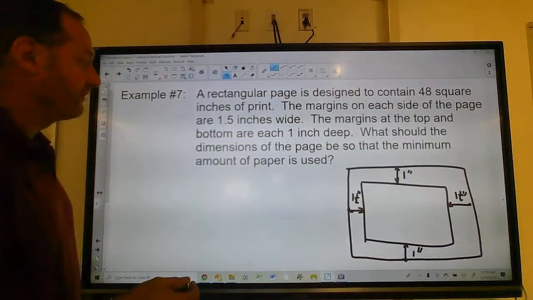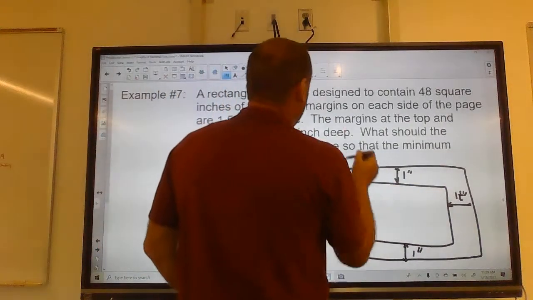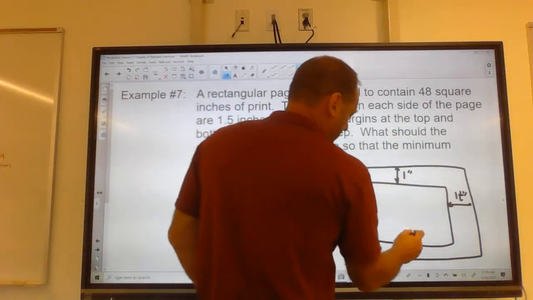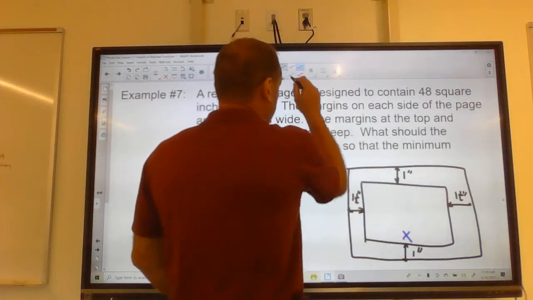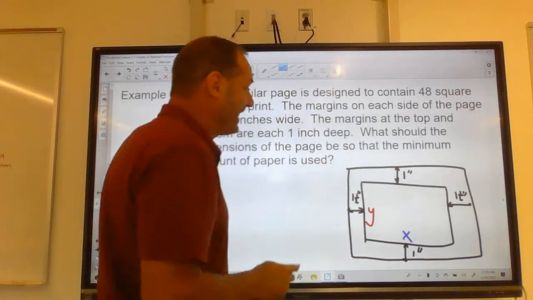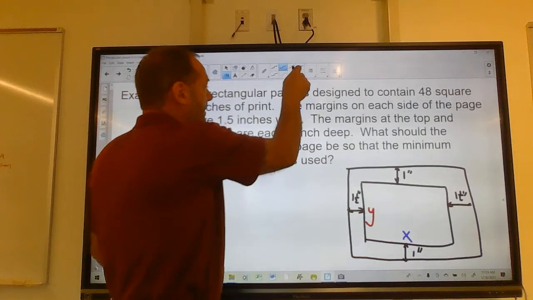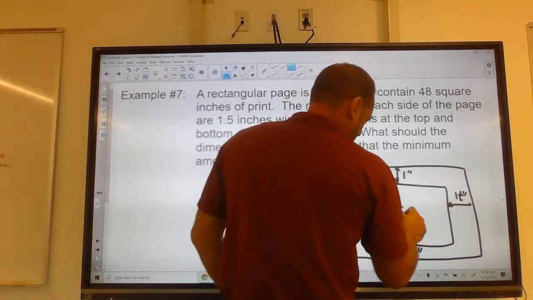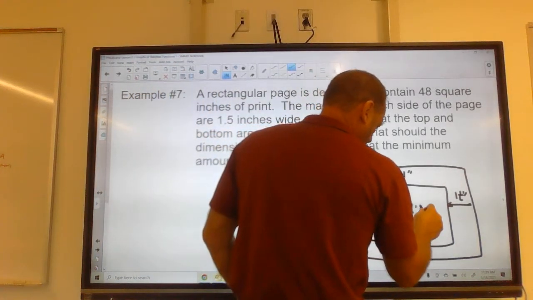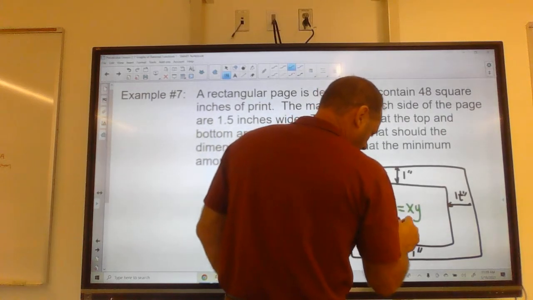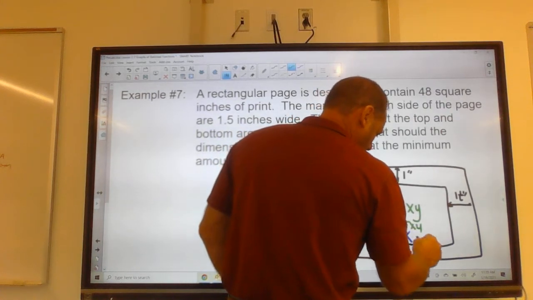Okay, now the thing is, I don't know what these are. So we're going to call this X right here. We're going to call this Y right here. And I do know one thing. I know that the area of the print is 48 square inches. So I know that the area is X times Y here. And so 48 equals X times Y.